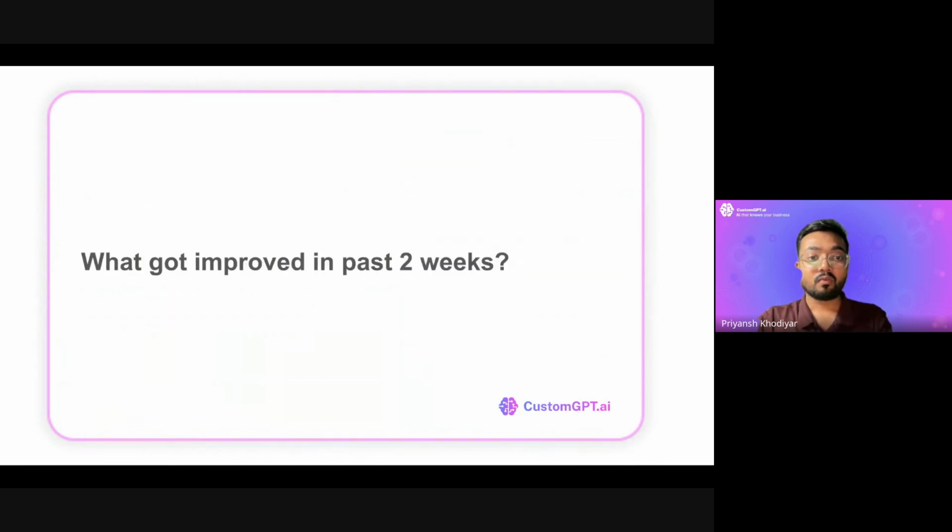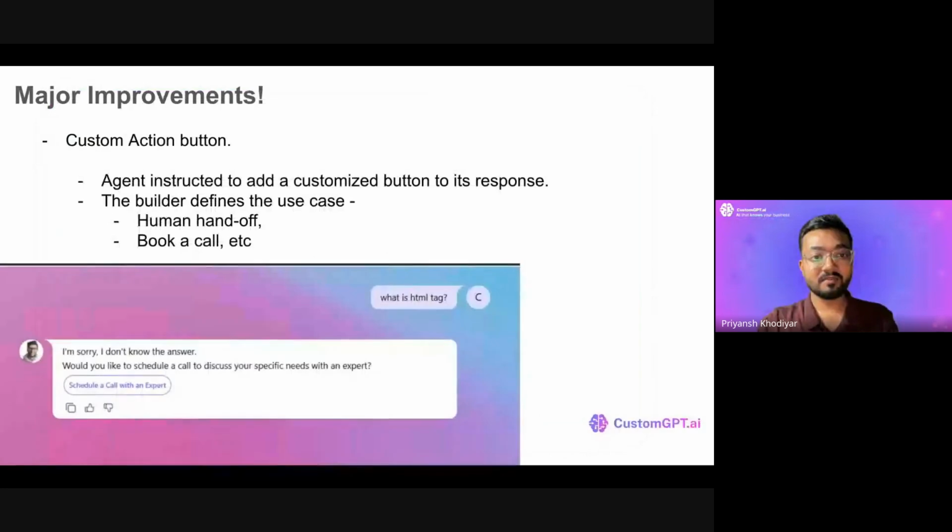Moving next, what got improved in the past few weeks? The past 2 weeks were busy for us, and we shipped quite a lot of things. One thing that primarily stood out was having a custom button in the UI. Suppose in the screenshot you ask the agent, what is HTML tag? The agent says, I don't know, schedule a call with an expert. Buttons like that are highly customizable to the response. You can add it in persona, and you can turn features on or off. It's in the UI. You might have gotten a mail from us regarding this as well.